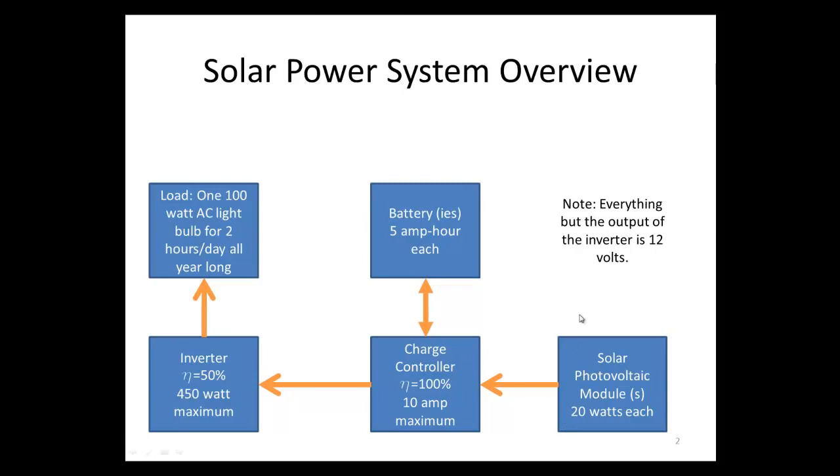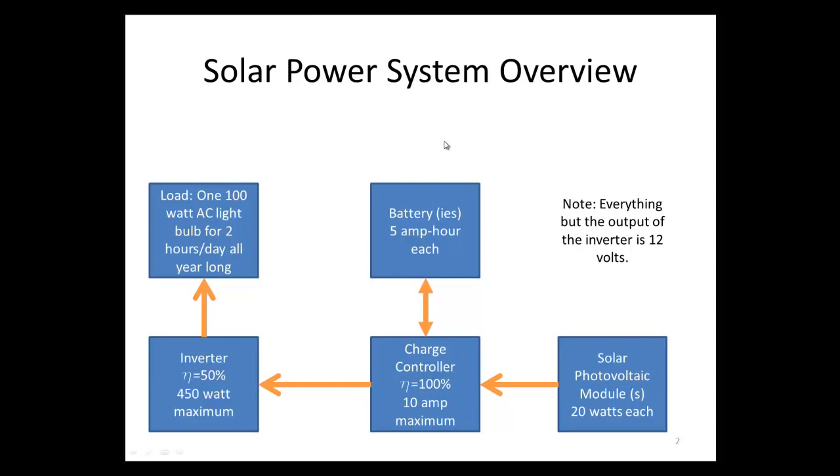The other thing we have to note is that everything but the output of the inverter is 12 volts, and it's DC. From the solar module to the charge controller is 12 volts, from the charge controller to the battery is 12 volts, and from the charge controller to the inverter is 12 volts. That's all DC. Then the inverter outputs 120 volts AC, just like what you use in your home. Okay, so that's the overview of the system.